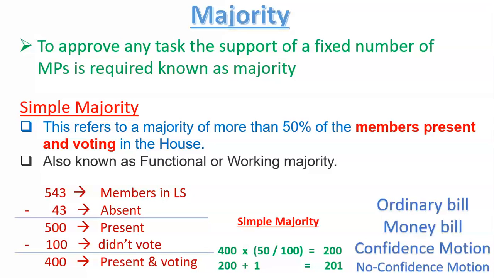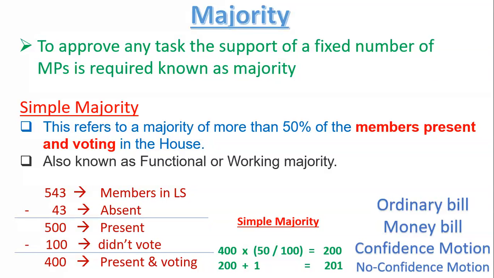Okay. Now friends, more than 200, because majority means more than. So what was the definition? More than 50% of the members present and voting. So 50% of the members present and voting was 200. So more than 200 will be 200 plus 1, means 201. So if a bill is supported by 201 members or more, then the bill will be called passed.